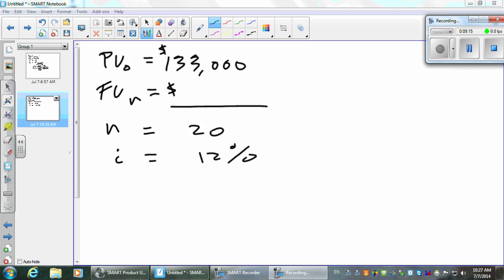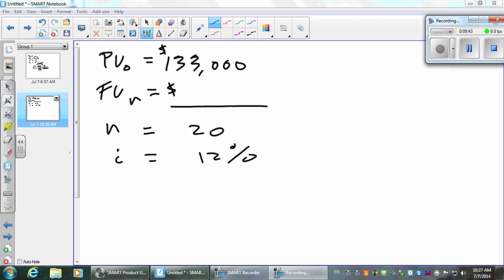What did I just ask? If I invest $133,000 right now at 12% interest compounded for 20 periods, right? 20 years, I suppose, right? Well, it doesn't have to be years. It could be every 6 months. It could be quarterly. It could be monthly, right? Okay, so I got 20 periods at 12%. What will that $133,000 grow to?